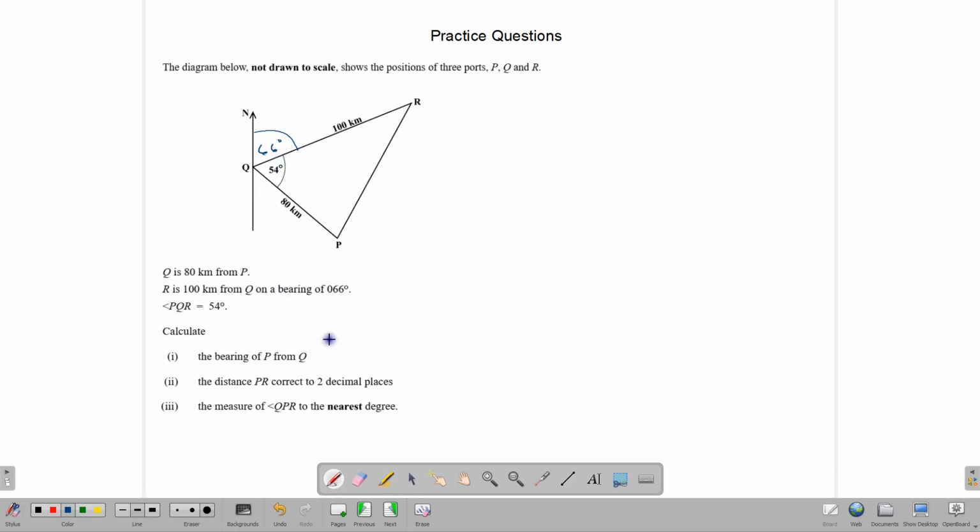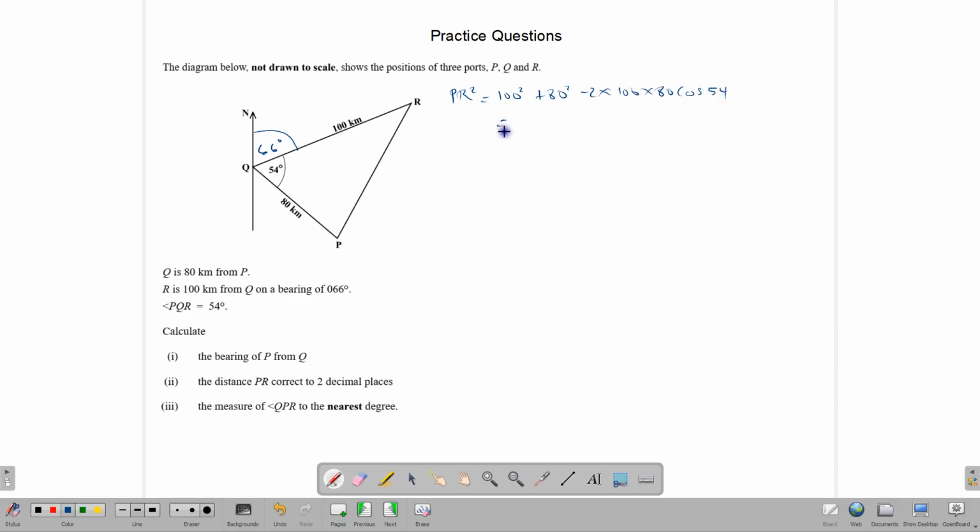And that is exactly what the question wants you to do here. So we're done with that. The distance PR is here. It's set up quite nicely for us to use the cosine rule again. So we can simply write in the cosine rule, and the cosine rule would say that PR squared would be equal to 100 squared plus 80 squared minus 2 times 100 times 80 and the cosine of 54.